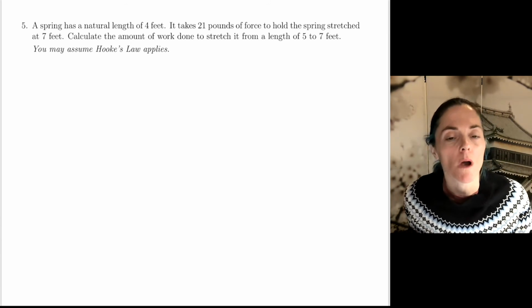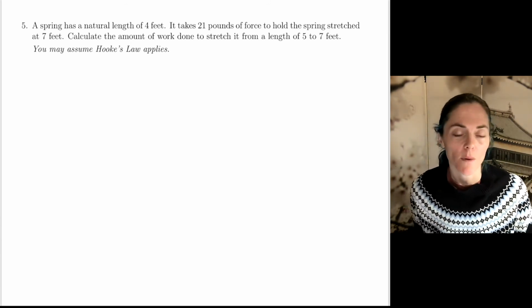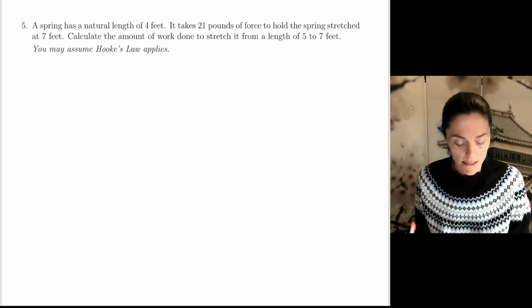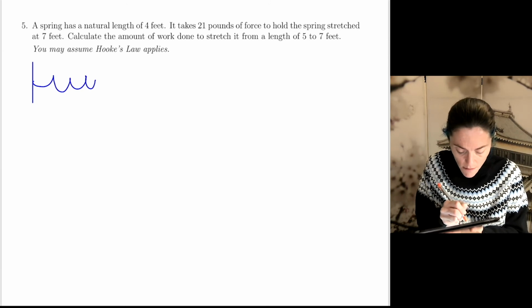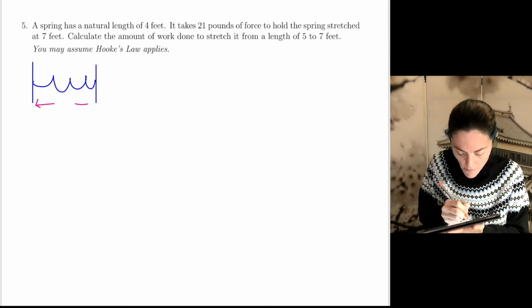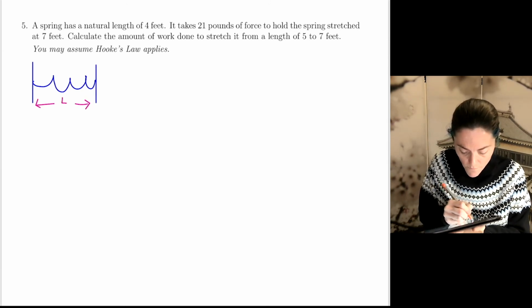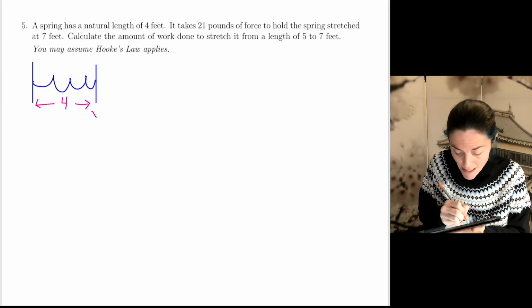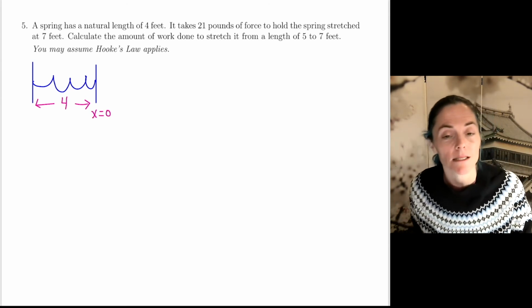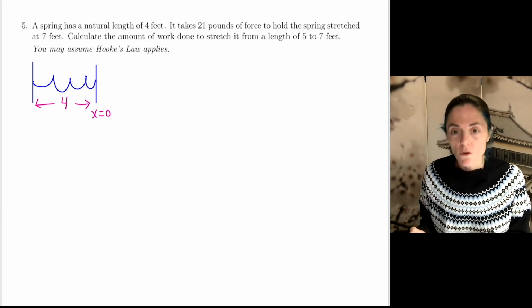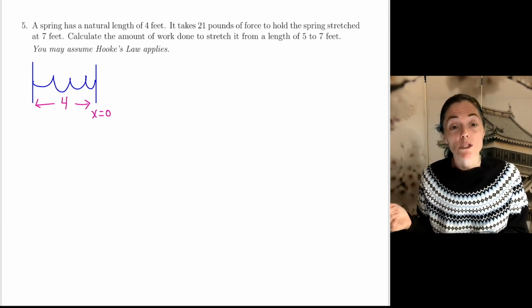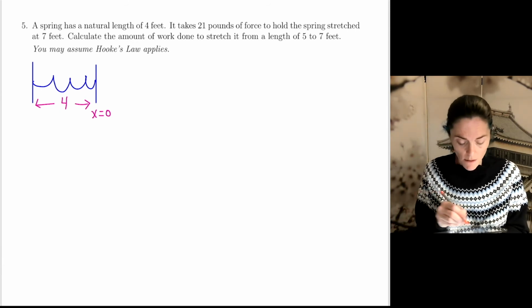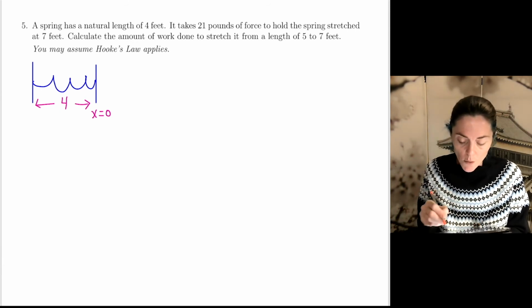Now, our final one, number 5, is the spring. We may assume Hooke's law applies. We are given a spring, and we're told it has a natural length of 4 feet. This length is 4 feet. But this is the x equals 0 because it's its natural length. And we're also told 21 pounds of force is required to hold it stretched 7 feet. And then we want to calculate the work.